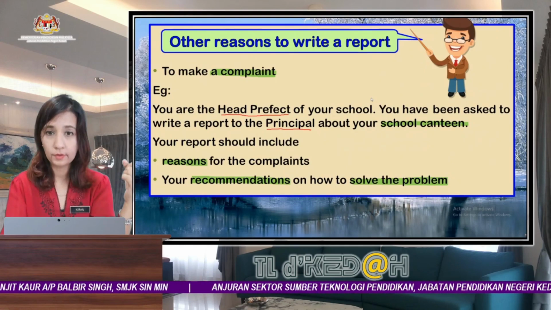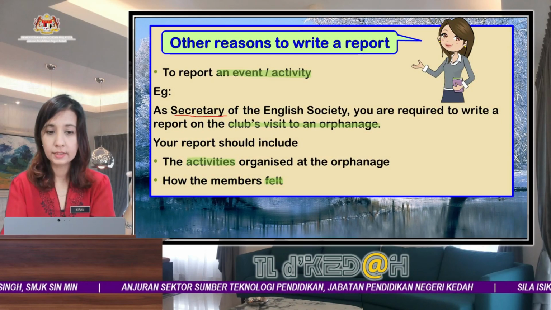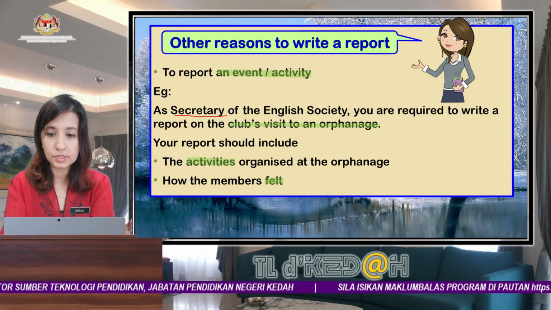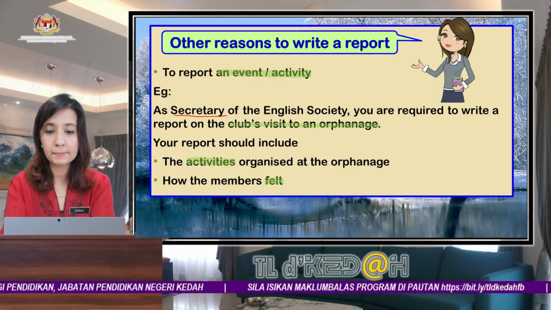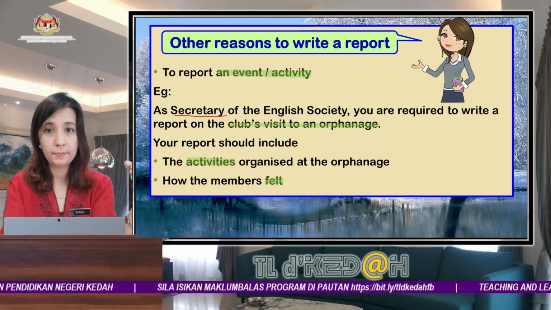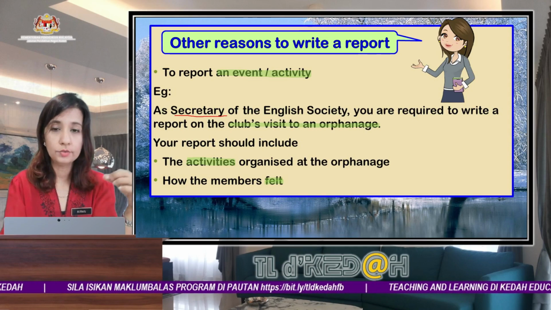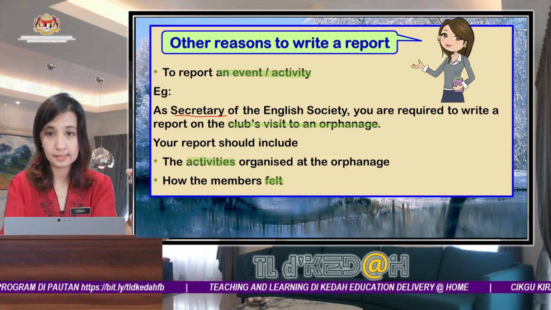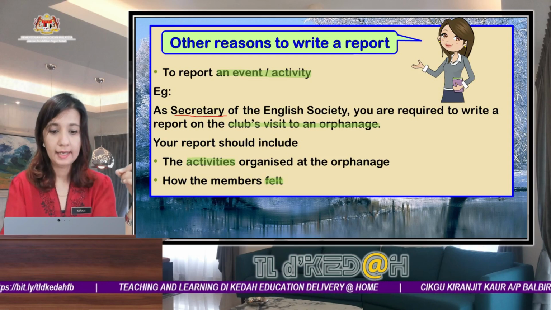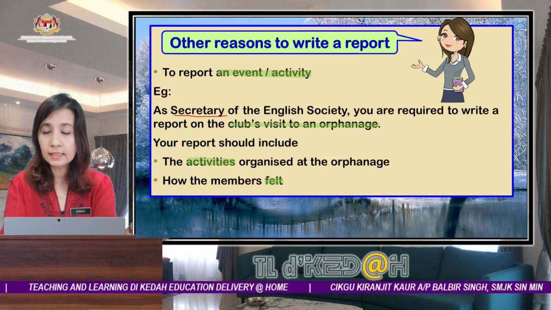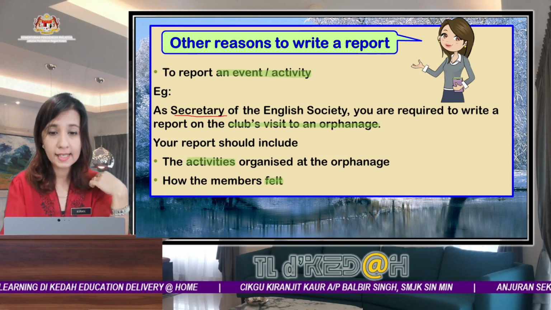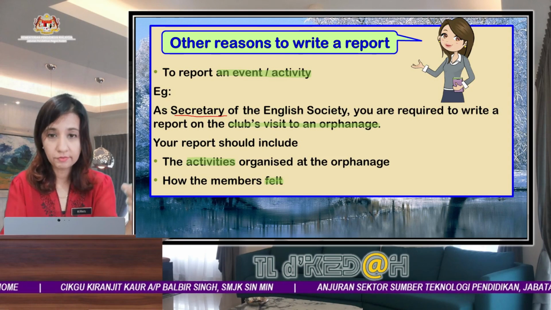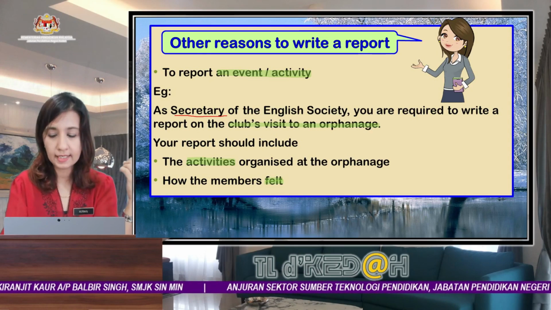This is another reason for writing, another report writing reason, to report on an event or an activity. For example, as Secretary of the English Society, you are required to write a report on the club's visit to an orphanage. An orphanage is a place where children stay, children without parents. Your report should include the activities organized at the orphanage and how the members felt. So who are you writing this report to? You are the secretary of the English Society, so you are writing definitely to the teacher advisor. English Society teacher advisor.